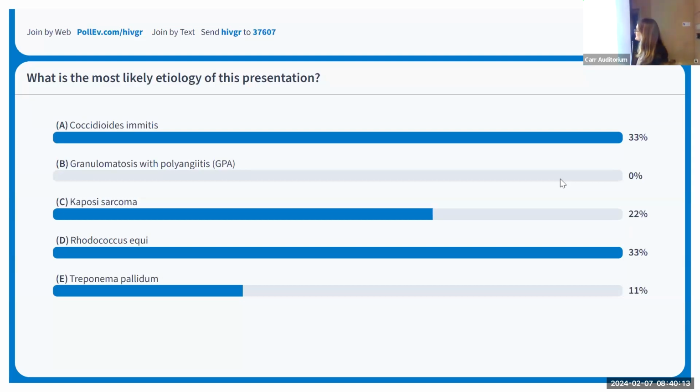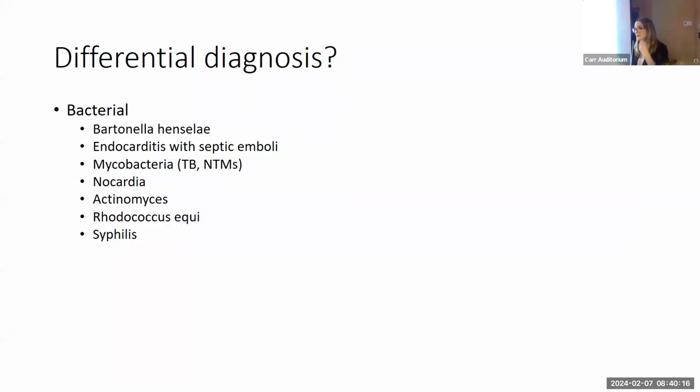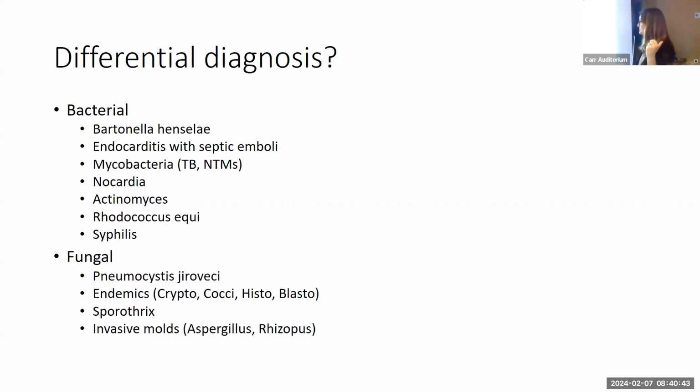So okay, so we had thought of a pretty big differential diagnosis for this case. Of course, there were many different bacterial things that this could be. You know, it's hard to ever rule out Bartonella. Could this be endocarditis with septic emboli? I mean, maybe that would explain the lung findings, but the other things, not so sure. You can never count out tuberculosis or other NTMs. We even sort of discussed leprosy, nocardia, actinomyces. Rhodococcus was a choice on the last slide, as well as syphilis can do anything, right?